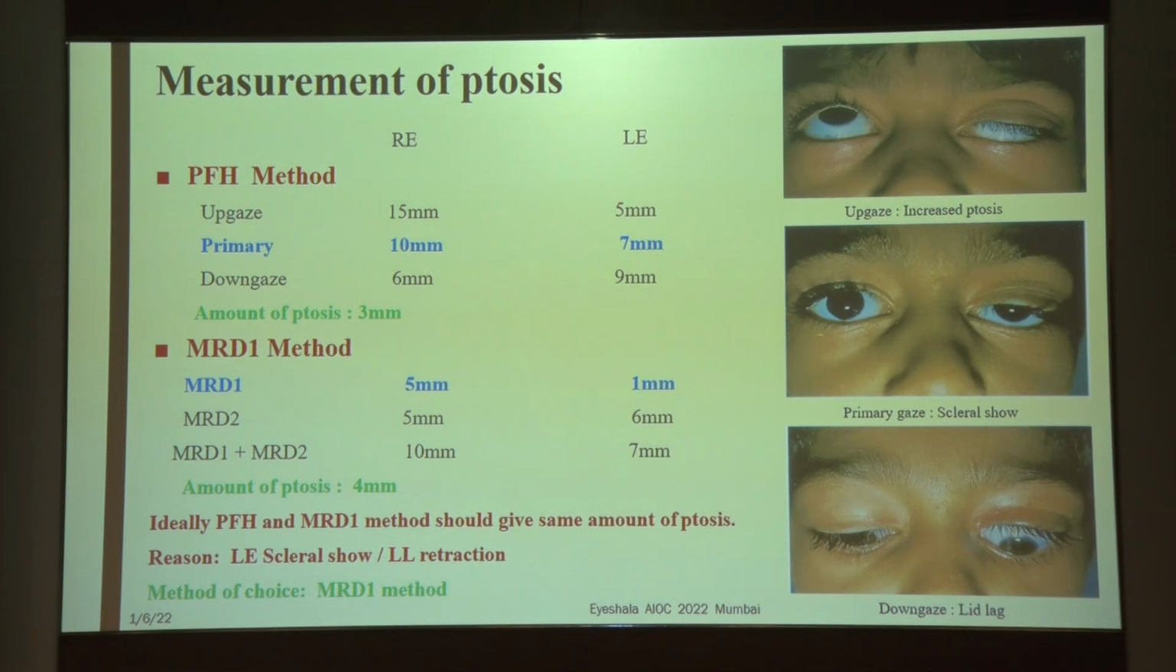What you see here is that the lower lid is not touching the inferior limbus. There is lid retraction on the lower side, so MRD2 has increased. In such cases, MRD1 will be the measurement that you will take. So MRD1 is definitely a superior method for measuring the amount of ptosis than the PFH method. Otherwise, generally both will come the same, but whenever there is such a situation, you will opt for the MRD1.